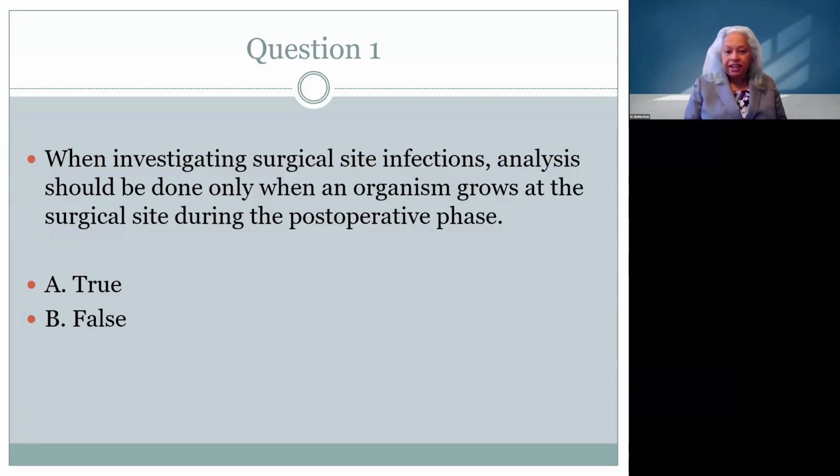When investigating surgical site infections, you should only analyze these things only when an organism grows at the surgical site during the postoperative phase. We'll give you just a couple seconds. Okay. So 34% of you say true, and 66% say false. All right, we're going to go on. Let's see what this talk is going to bring in here.